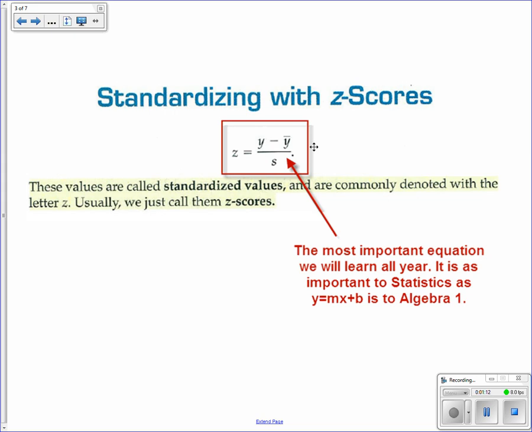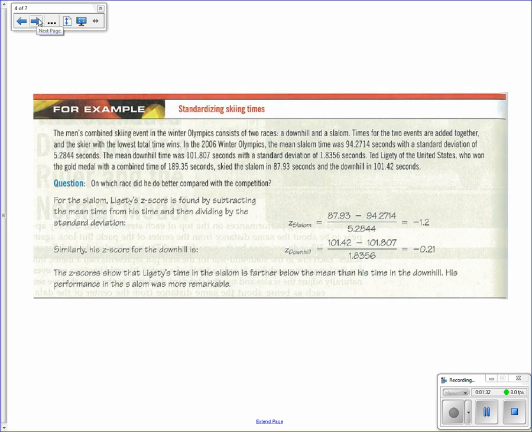Now this equation right here is probably the most important equation that we will learn all year. In my mind, it's as important to statistics as y equals mx plus b is to algebra 1. We will use it consistently through the entire year, so make sure that is in your notes. Make sure you take a look at the examples, especially the guided examples in this chapter. It's really good for you to have working knowledge of how to use these ideas, especially finding standard deviations and the ideas that will follow this idea in the rest of this chapter.